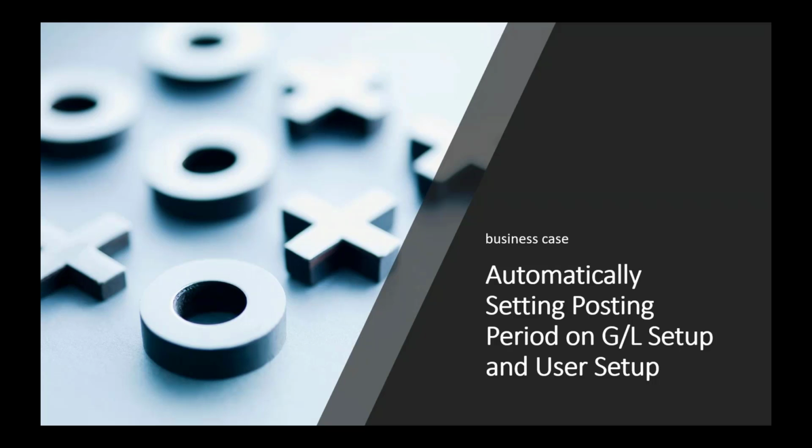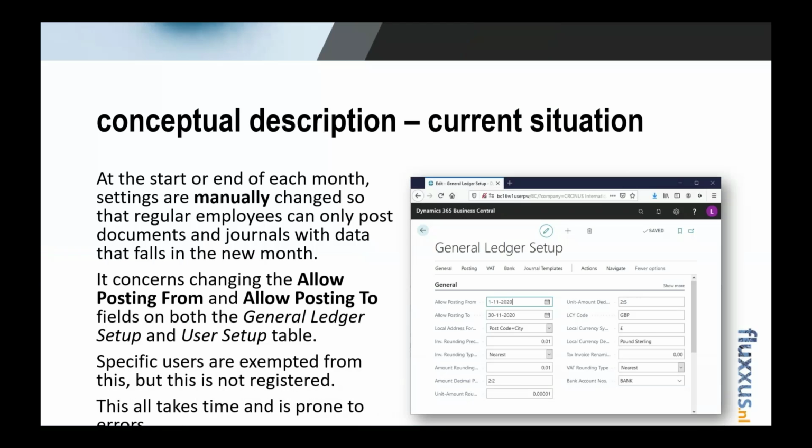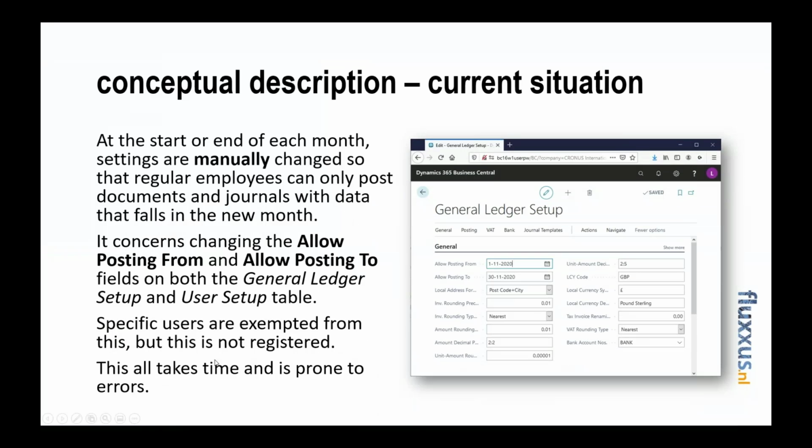In general, it went quite well. But of course, you could forget to change a specific user setup, or somebody would totally forget about it. And then next month, with still the setting of the previous month, we would not be able to post anything. So the current situation was what I just described: at the start of each month, settings are manually changed in the general ledger setup and in the user setup for specific persons.